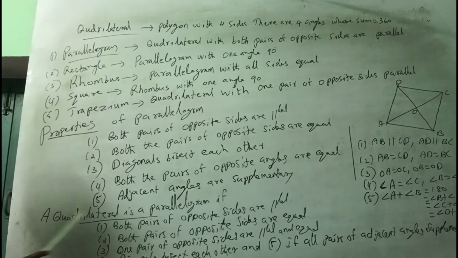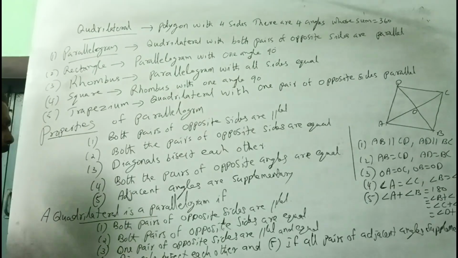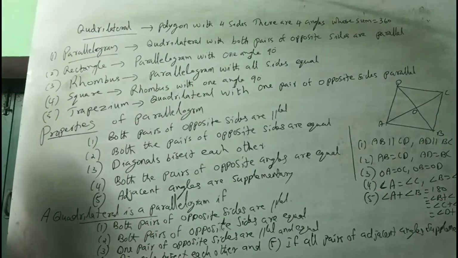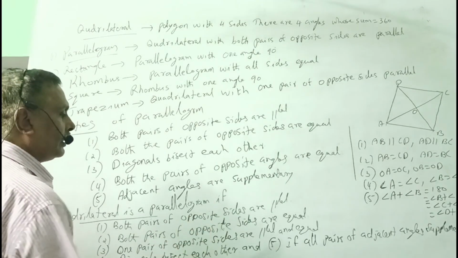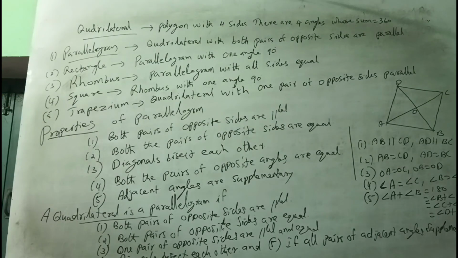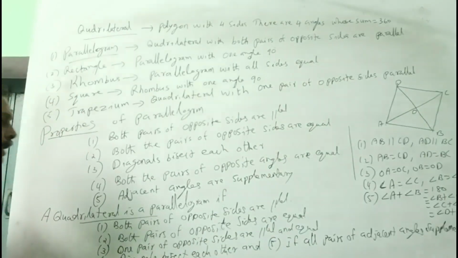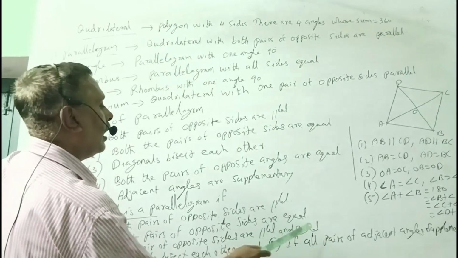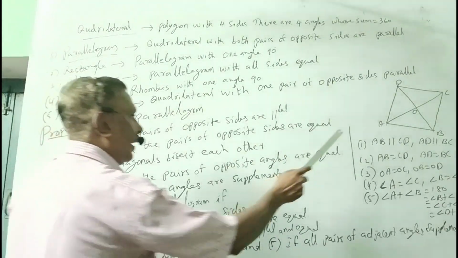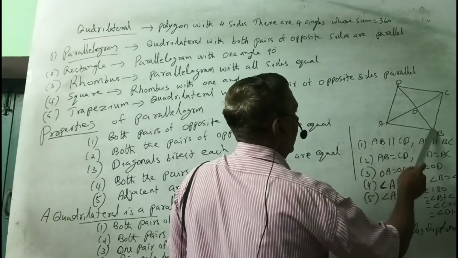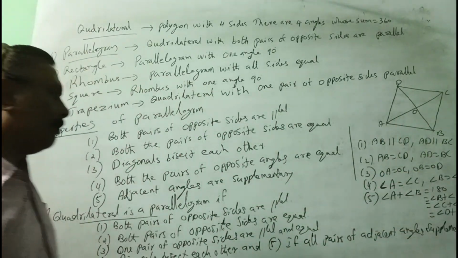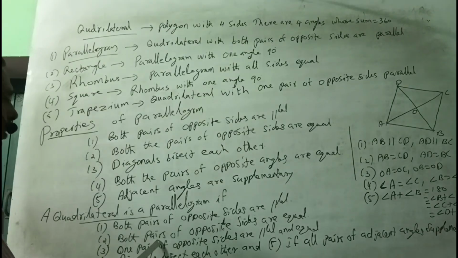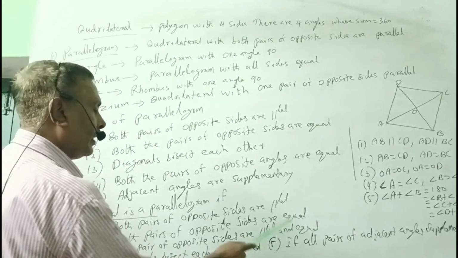Now, if we want to say that a given quadrilateral is a parallelogram, if any of these conditions is satisfied, then in all such cases it is a parallelogram. If in a quadrilateral both pairs of opposite sides are parallel, then it is a parallelogram. If both pairs of opposite sides are equal, then also it is a parallelogram. If any one pair of opposite sides is parallel and equal, that is, if AB and CD are equal and AB is parallel to CD, then also it is a parallelogram.